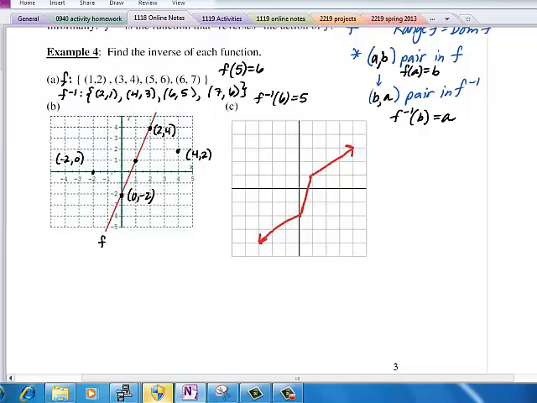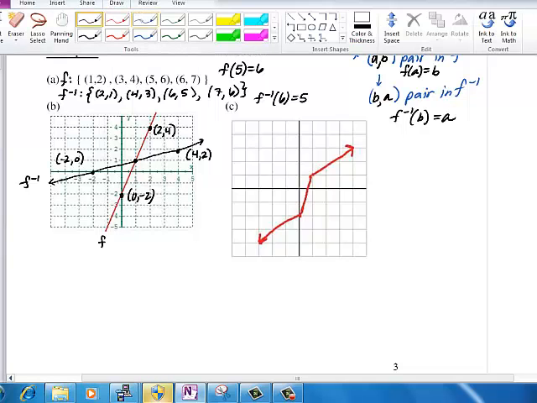And then we can just connect these lines. We can see that f actually had slope 3. It looks like f inverse has slope 1/3. So this would be the graph of f inverse.